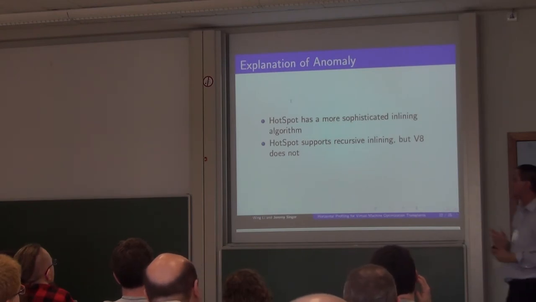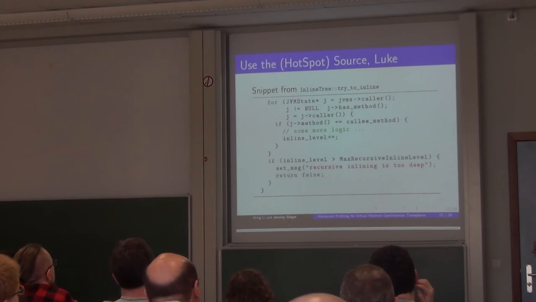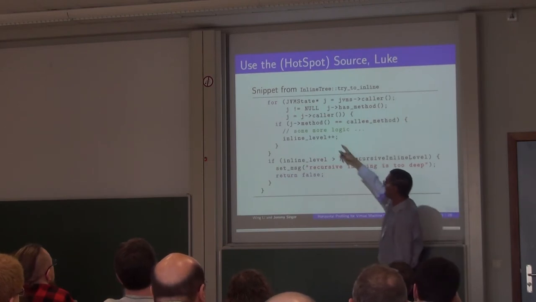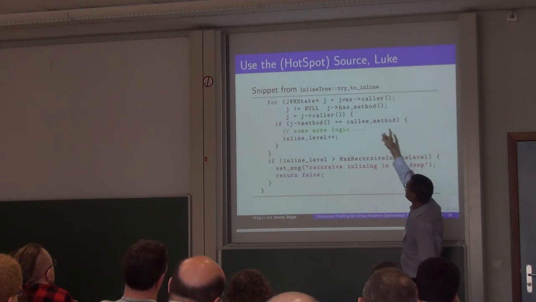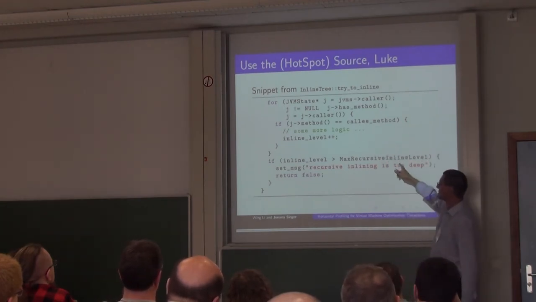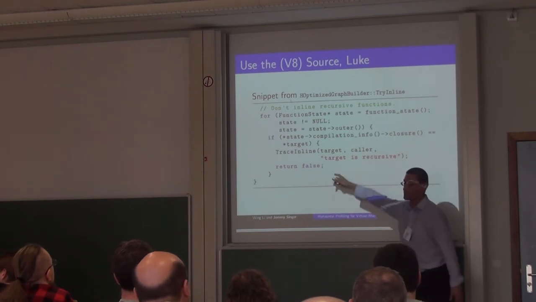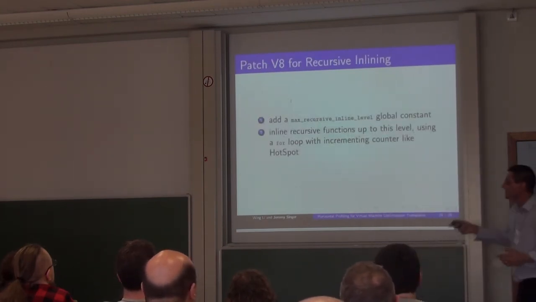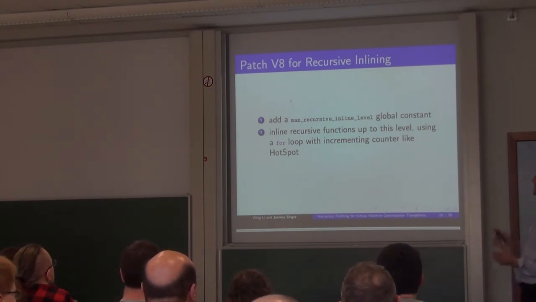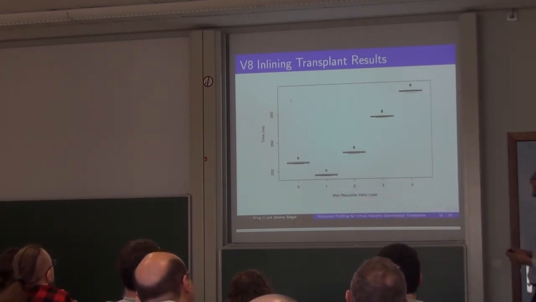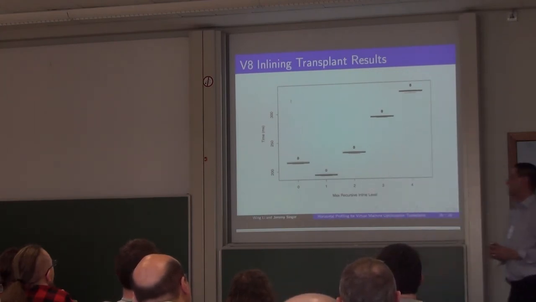So the point is, Hotspot has a more sophisticated inlining algorithm than V8, because it supports recursive inlining. So here's some C code, maybe C++ code for you. Hotspot goes through the caller tree and increases the inline level if you've got recursive inlining, and then you've got this amount of recursive inlining you're allowed to do, otherwise you don't inline. Whereas V8, if you see any recursive inlining, it just returns false and doesn't let you inline at all. So we added a max recursive inline constant to V8, and now allow recursive inlining up to this constant, and we see that when the constant's set to 1, the performance improves slightly for I think it's the same binary trees benchmark here. But as the recursive inline level goes up, the performance improves.